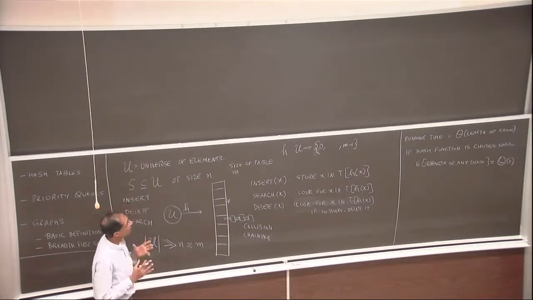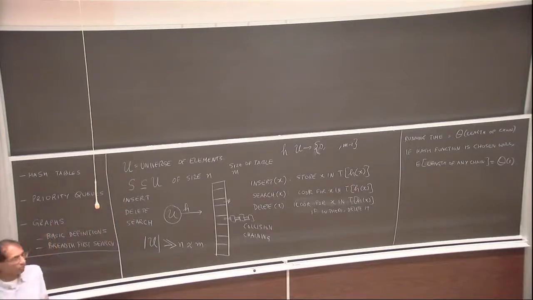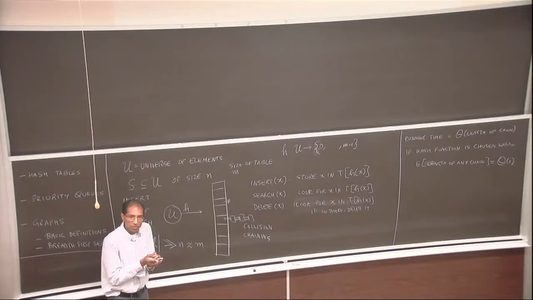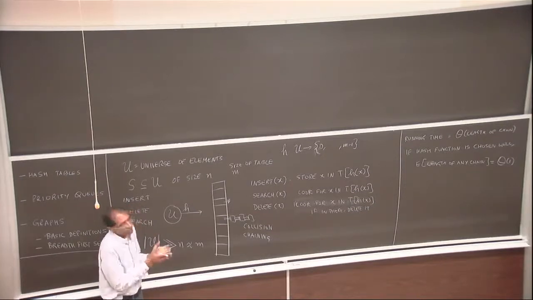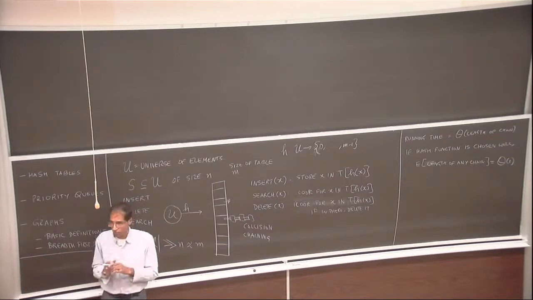So, what would be an ideal hash function? That is a question that comes to mind. I just want to be able to make sure that no matter what set of elements you give, I spread them out as evenly as possible. Okay? So what do you think would be an ideal hash function without knowledge of the elements?